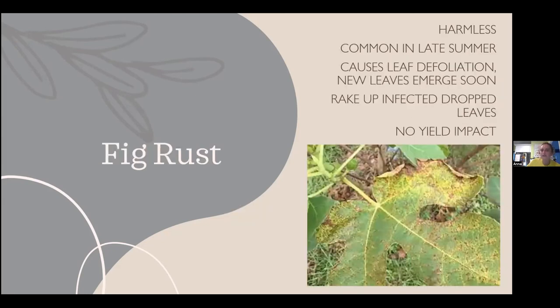Fig rust, we covered this a little bit, largely harmless, very common in late summer. They will drop a lot of these leaves and defoliate, but you'll see new fresh ones emerge, usually within a week or two. Rake these infected leaves up, don't compost them, it just spreads it again next year. And it's got little to no impact on yield. So it's not one that you really have to think about or really manage at all.